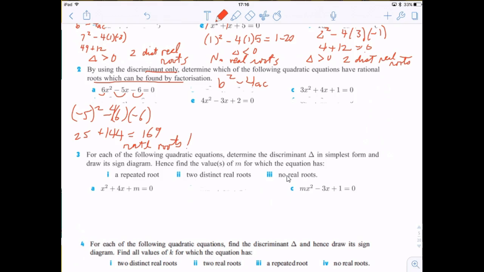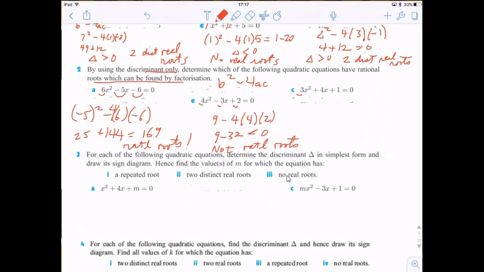Okay? What about this one? A is 4, b is negative 3, c is 2. b squared, negative 3 squared is 9, minus 4 times a times c, and that'll give us 9 minus 32. And that is less than 0, right? So that's not going to be rational roots. In fact, they're imaginary roots.